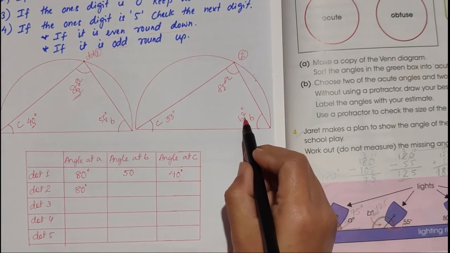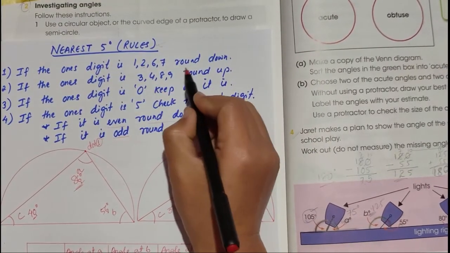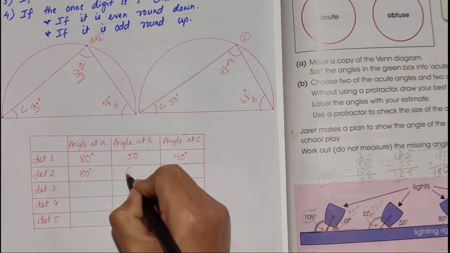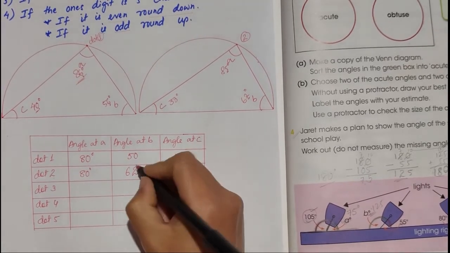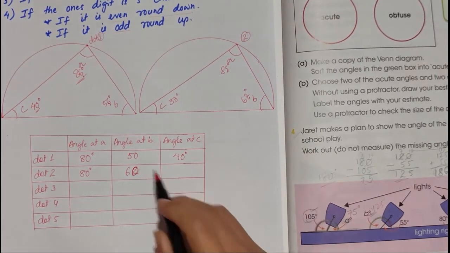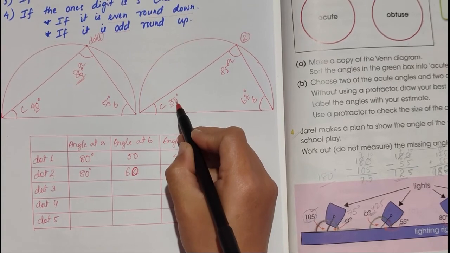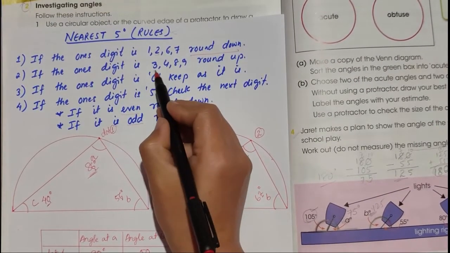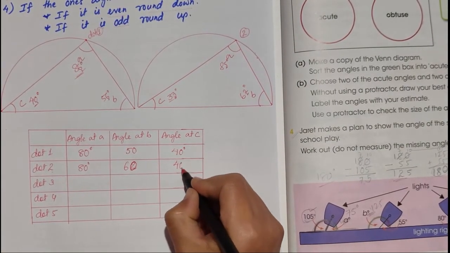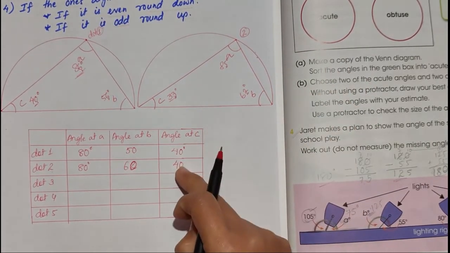Now for B, we got 62. Your ones digit is 2. What does it say? 2 means round down. So 62 becomes 60, round down, right? Now angle C is 33. Your ones place is 3. What does it say? 3 means round up. So 33 will become 40. If it were down, we'd go back to 30. It says round up, so it will go to 40.